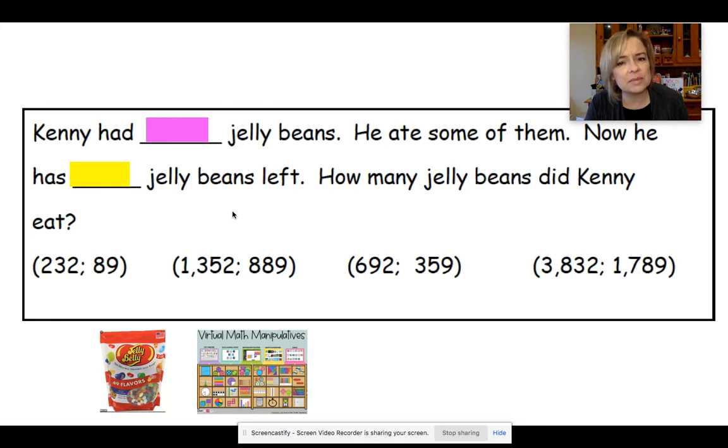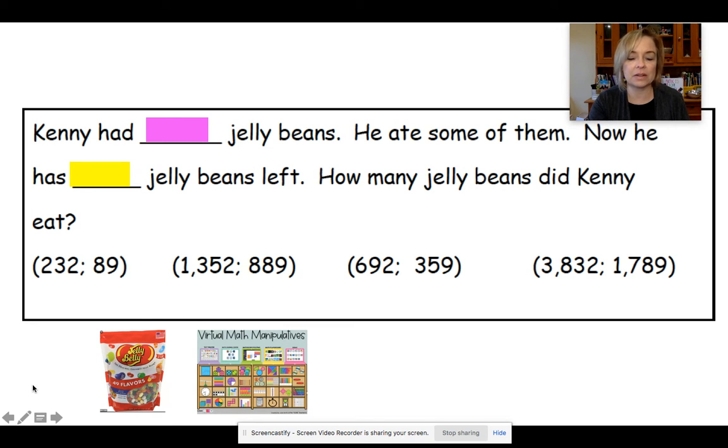I think sometimes it helps to make a picture of this story in our mind. So we can use the jelly bean bag here and our image of Kenny in our mind, that he has this bag of jelly beans, and then he eats some, and then he looks in the bag, and he sees how many are left. So we're trying to figure out how many he ate.